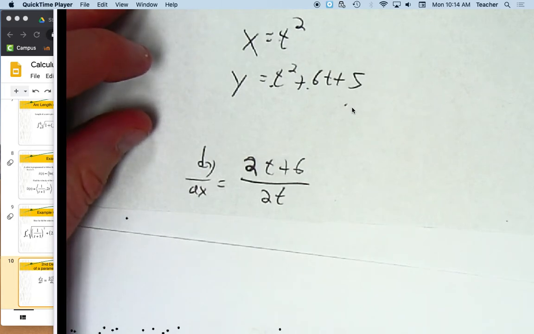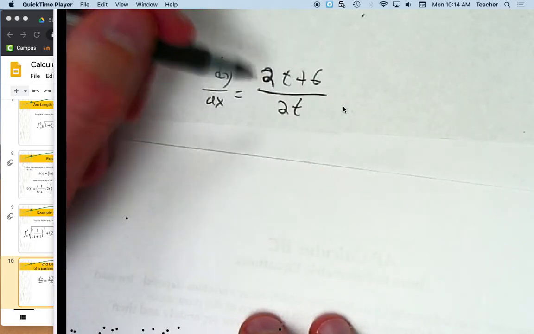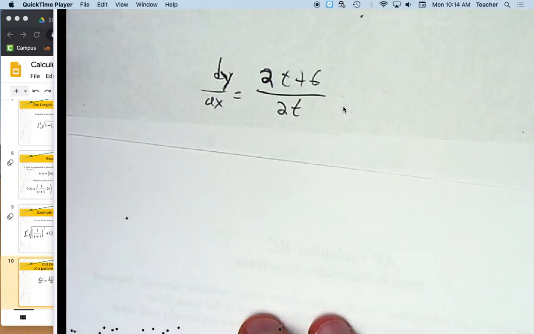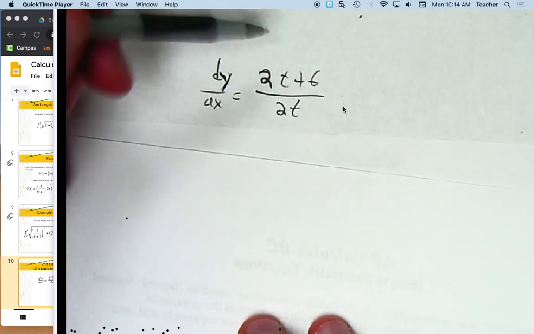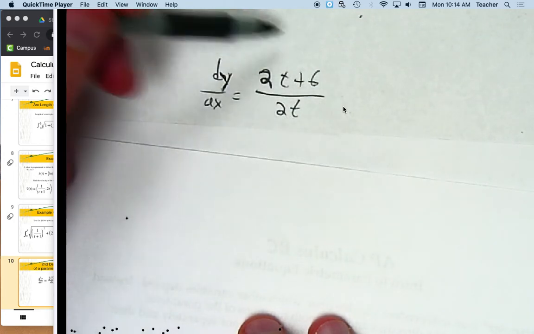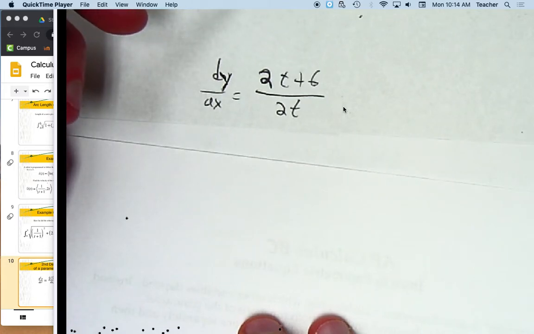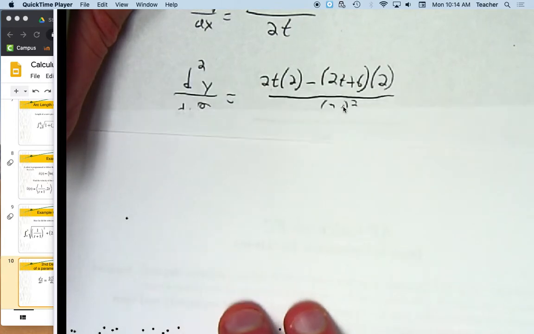Now the second derivative is the one I want to emphasize here. So now I need to take the derivative of this with respect to t. Well, we know how to take the derivative of a parametric function with respect to x. We take the derivative of the y thing, and then divide by the derivative of x with respect to t. And so for this first one, I need to use the quotient rule.